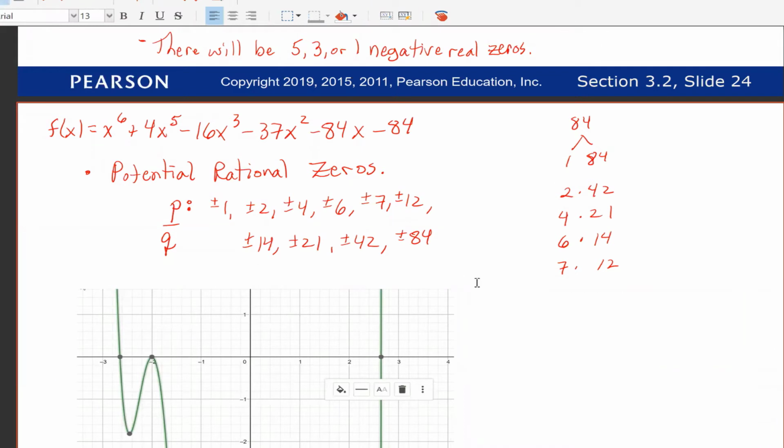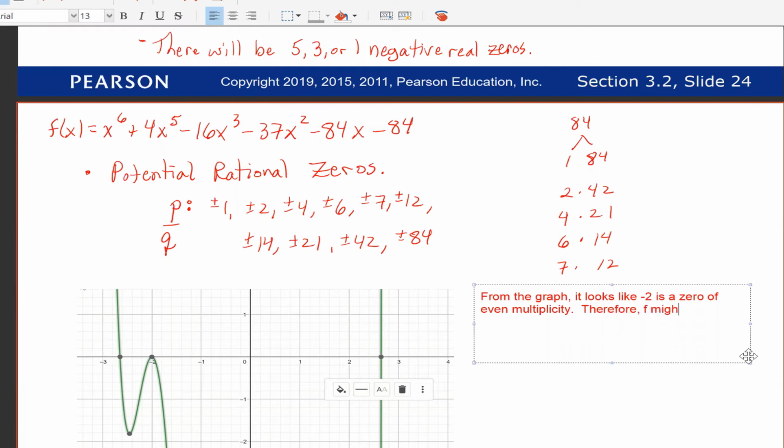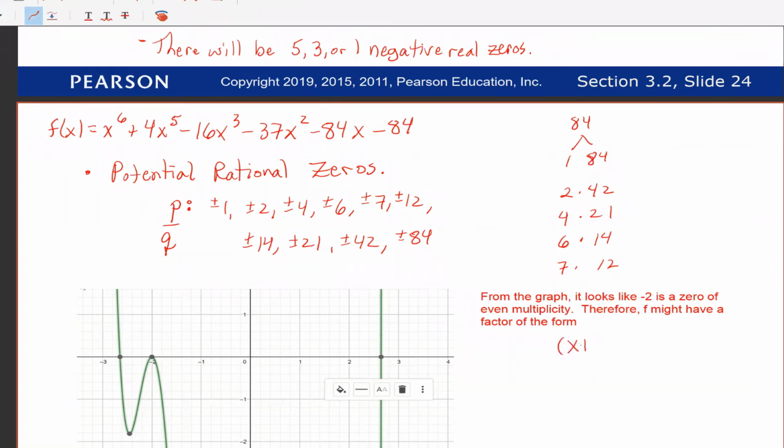So I'm going to say from the graph, it looks like -2 is a 0 of even multiplicity. Therefore, f might have a factor of the form... This is where you have to be really careful. It's going to be a factor of the form like (x + 2)^2 or (x + 2)^4, something like that. You follow?